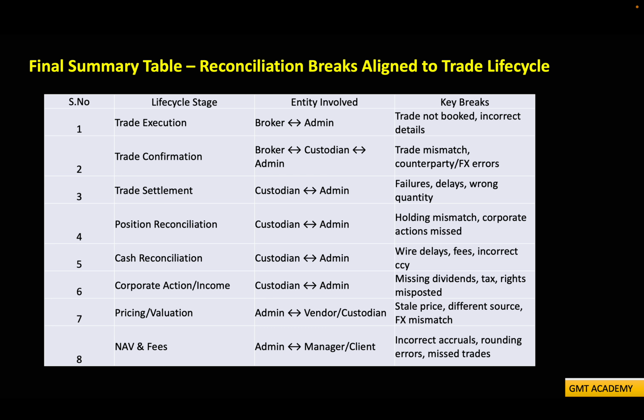Corporate action and income will be custodian versus admin: missing dividend, tax and rights mismatch. Okay, and pricing and valuation, admin versus vendor or custodian: stale price, FX rate, different sources used, and FX mismatch. Now between the admin versus manager and client: incorrect approval, rounding error and mistrade. So this is what we see in the explanation.